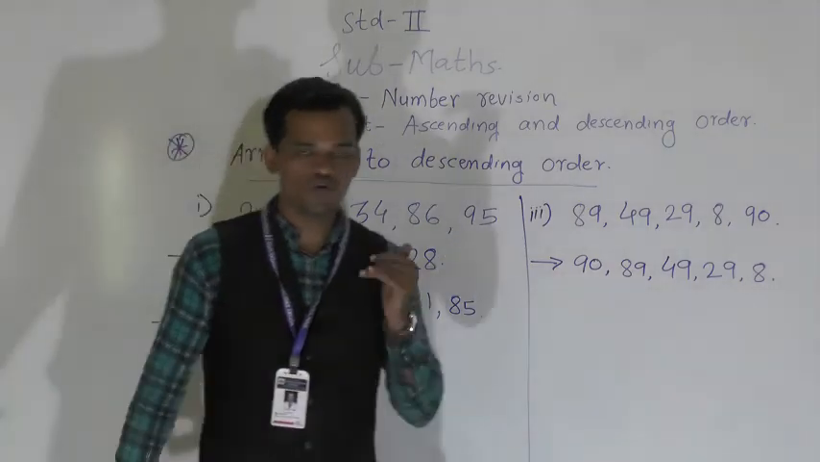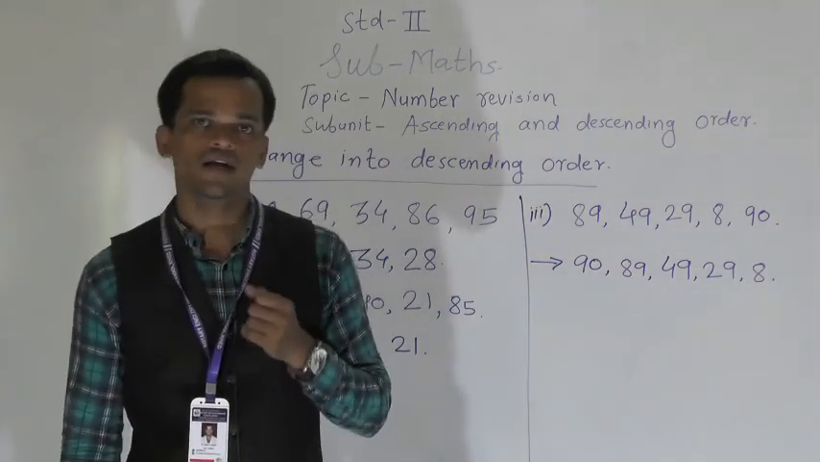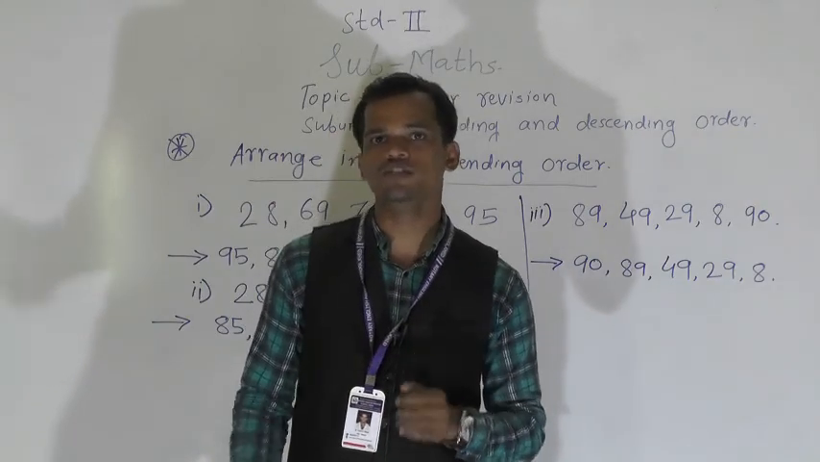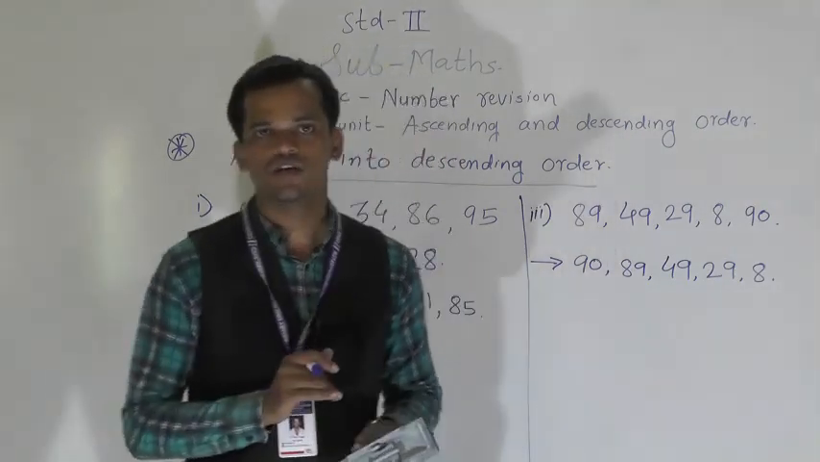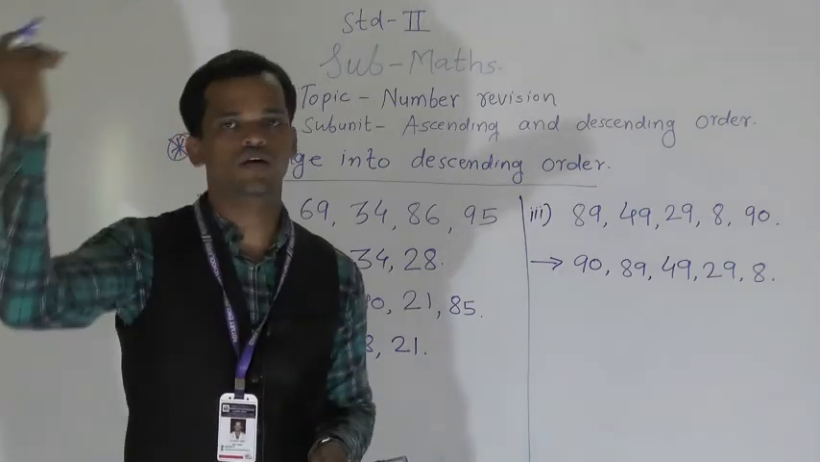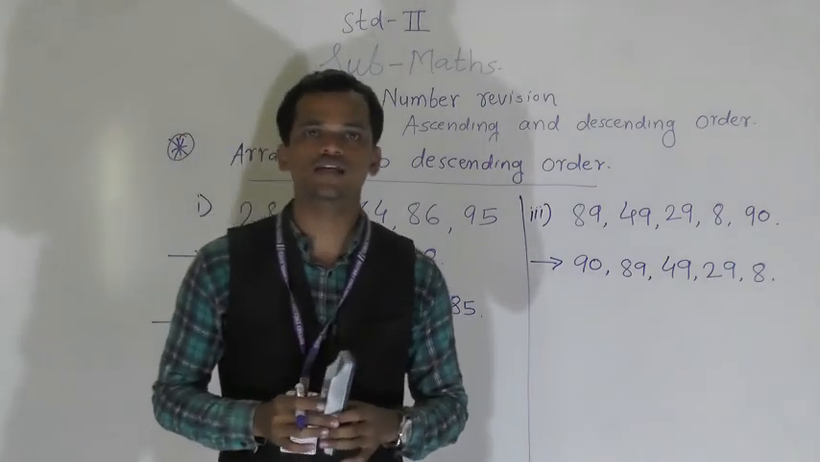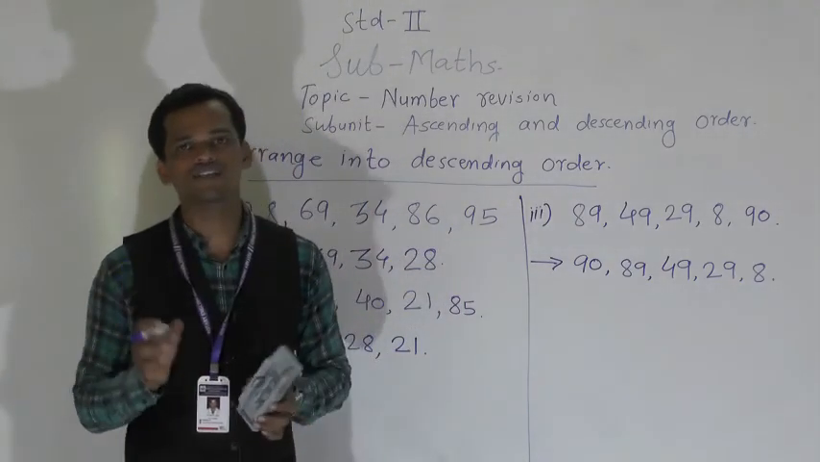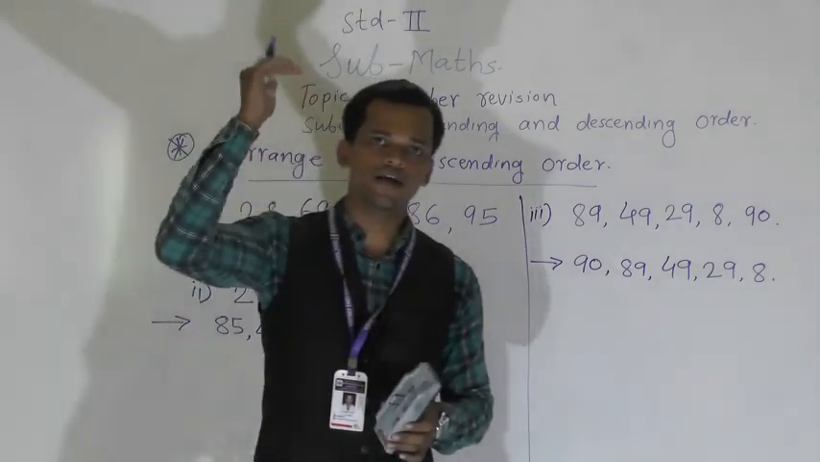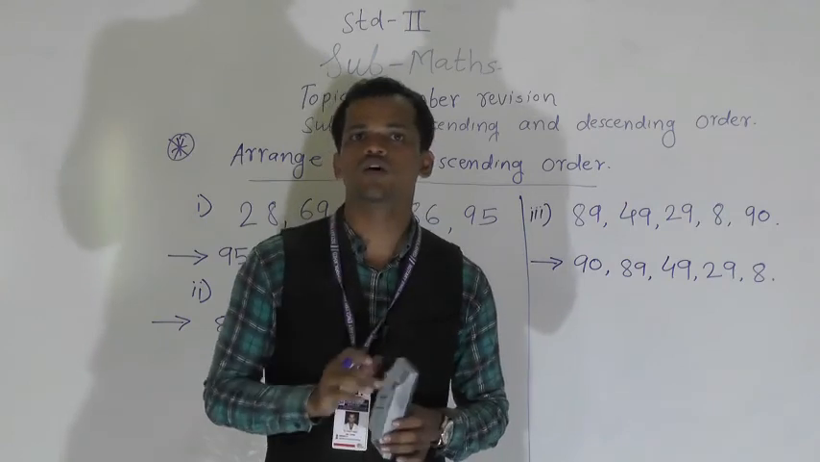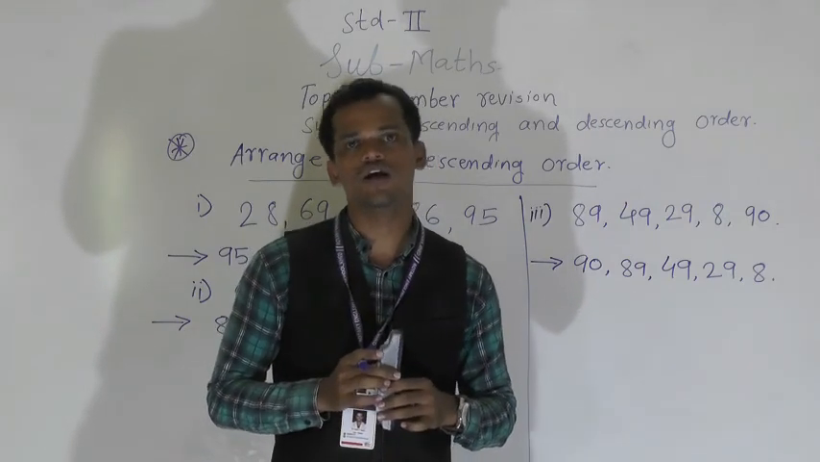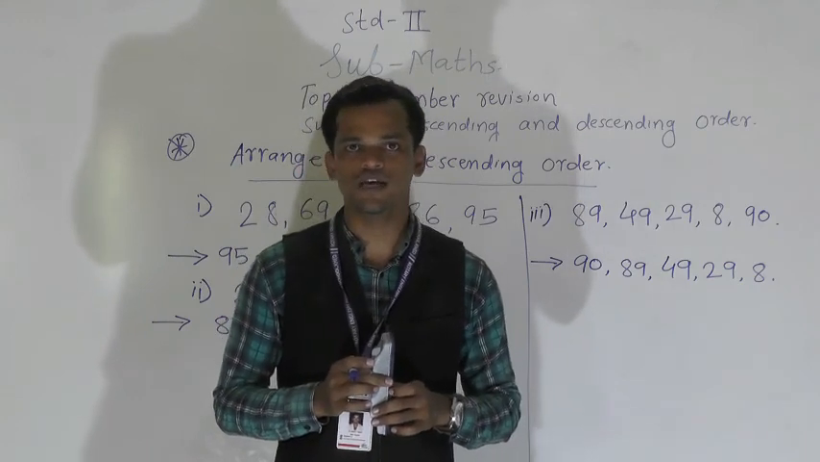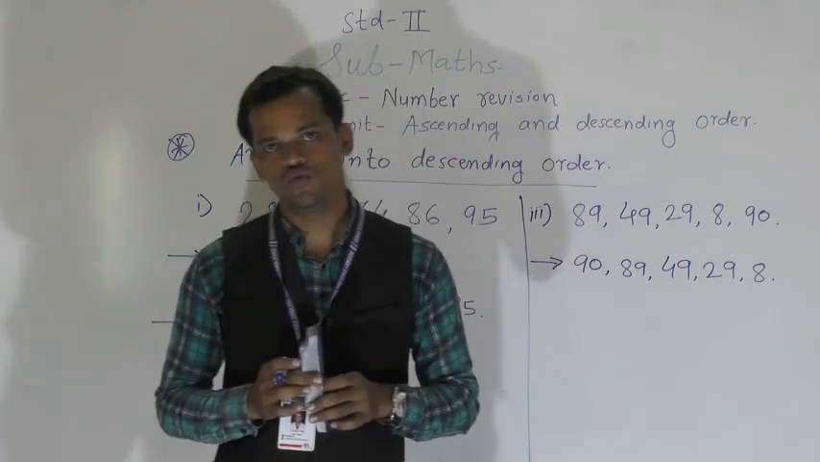So today we have seen ascending and descending order of numbers. Ascending order means if the numbers are arranged from smallest to greatest, that order is called ascending order. And when the numbers are arranged from greatest to smallest, that order is called descending order or decreasing order. I hope you understand this concept. Thank you very much.